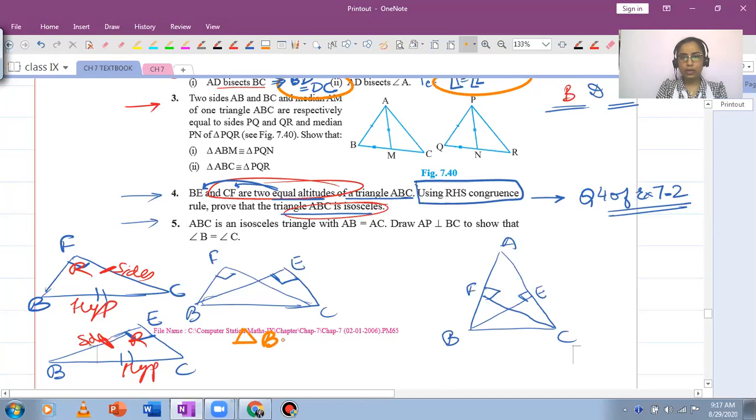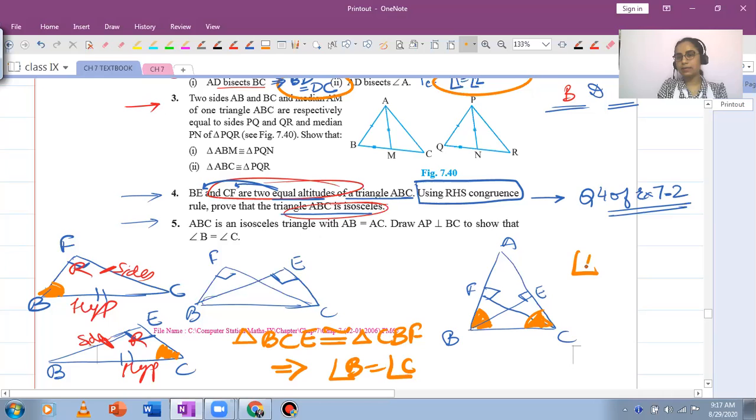If we prove the congruence of these 2 triangles, I'll just write down here: we will prove triangle BCE congruent to triangle CBF. This is the congruence that we're going to prove. After we prove this congruence by RHS, we will get angle B equals angle C. So that would mean this angle here, angle B, is equal to angle C. So in your original figure these 2 angles became equal.